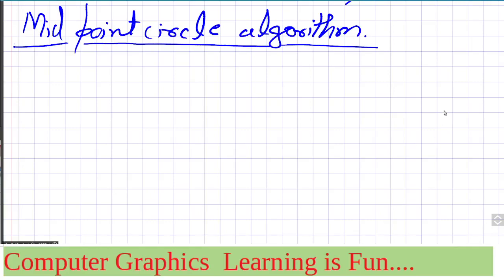So now we are ready to see something about the midpoint circle drawing algorithm, right? Here, suppose we have a circle. So we understand that it can be divided into quadrants, like here. Now we can understand one more thing, that it can also be divided into octants.